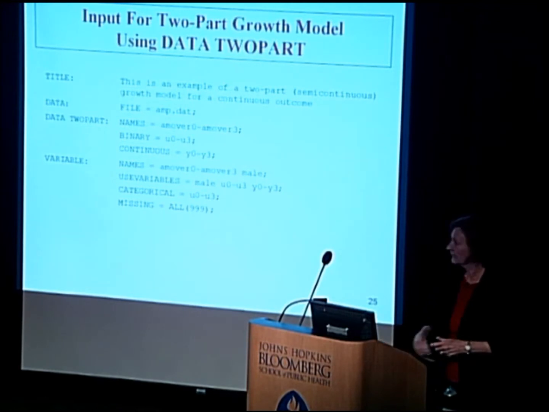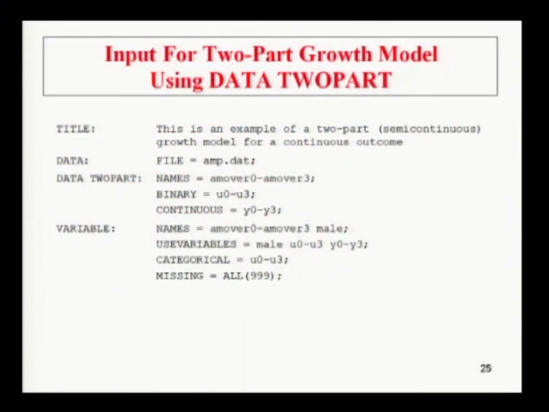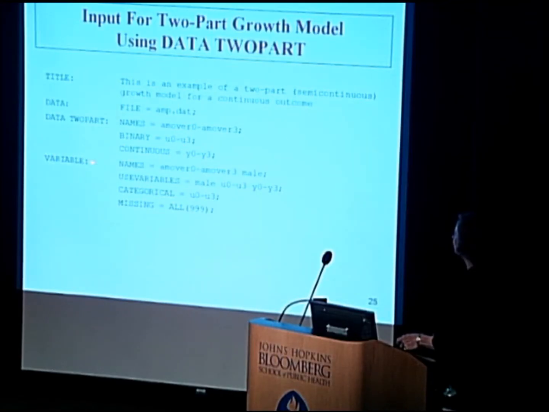Okay. All right. So in DATA TWOPART, the NAMES option gives the names of the original variables, so AMOver0 through AMOver3. The BINARY option gives names that are going to be assigned to the binary part, and the CONTINUOUS option gives names that are going to be assigned to the continuous part. And the NAMES statement in the VARIABLE command is only the names of the variables in the data set amp.dat. So the newly formed variables U0 through U3 and Y0 through Y3 show up on the USEVARIABLES list. In a way DATA TWOPART is like the DEFINE command, and these new variables have to appear after any of the original variables.